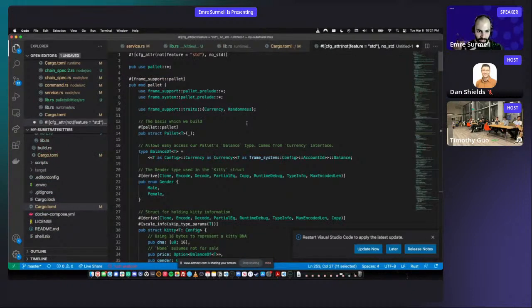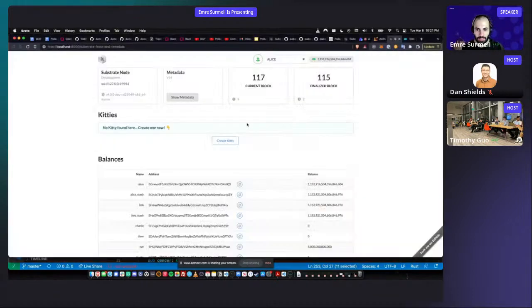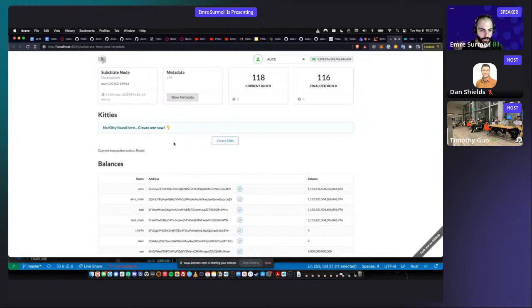So what I'd like to do here is I have a pallet that is pre-developed. This is a kitties pallet. And what the kitties pallet does is that it allows us to create non-fungible assets on chain. So I'm going to create a kitty.